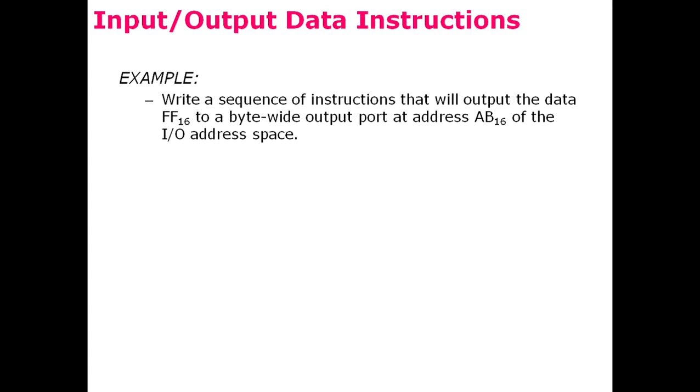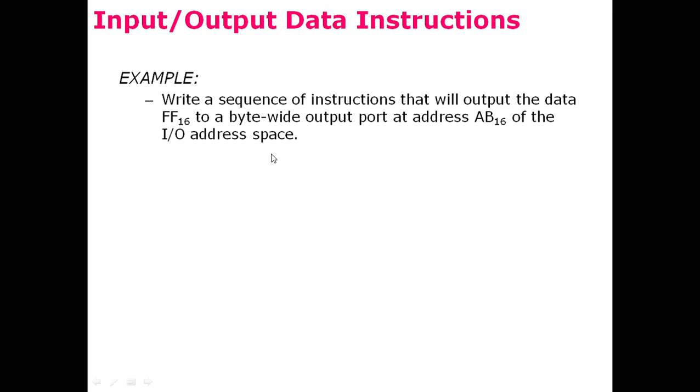Okay, so here are some simple examples of writing programs, input and output instructions to manipulate input and output devices. In this example, write a sequence of instructions that will output the data FF16. That means FF is a value in hexadecimal. This is an 8-bit value to a byte-wide output port address. This is a fixed port. ABH is an 8-bit port address, and this is the data that we want to send out to this device.